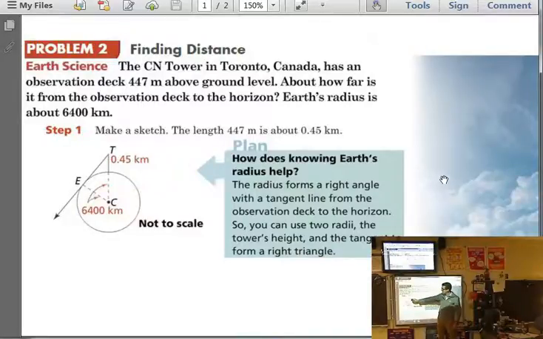So this is why we're saying this is not to scale, because there's no way that we could make something that minute to scale. We want to make a sketch. The length is 447 meters, about 0.45. So we need to determine what is the length of ET. Yes, phone home. So we need to find TE. This doesn't have a question.